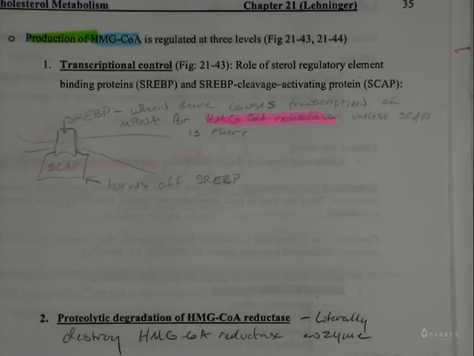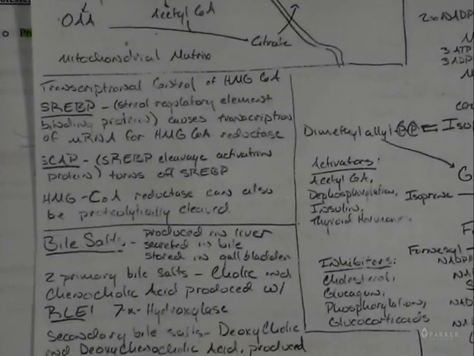So, in short, if you look on this little sheet that I gave you, on the left. Transcriptional control, SREBP, sterol regulatory element binding protein, causes transcription of mRNA for HMG-CoA reductase. You can write in there if you want, increases cholesterol. It upregulates it. SCAP, SREBP cleavage activating protein, turns off SREBP, stops SREBP. If it stops SREBP, it decreases cholesterol. HMG-CoA can also be proteolytically cleaved or phosphorylated, dephosphorylated, which we talked about. So that is your transcriptional control of HMG-CoA.